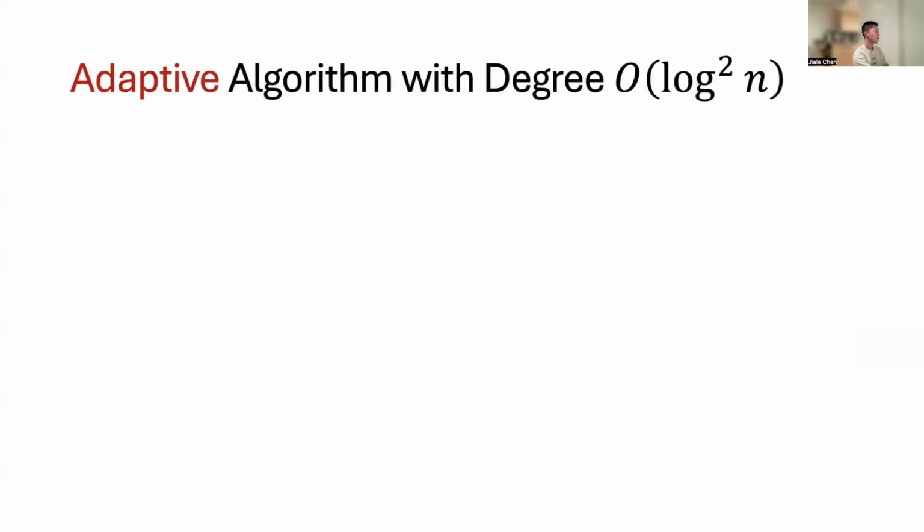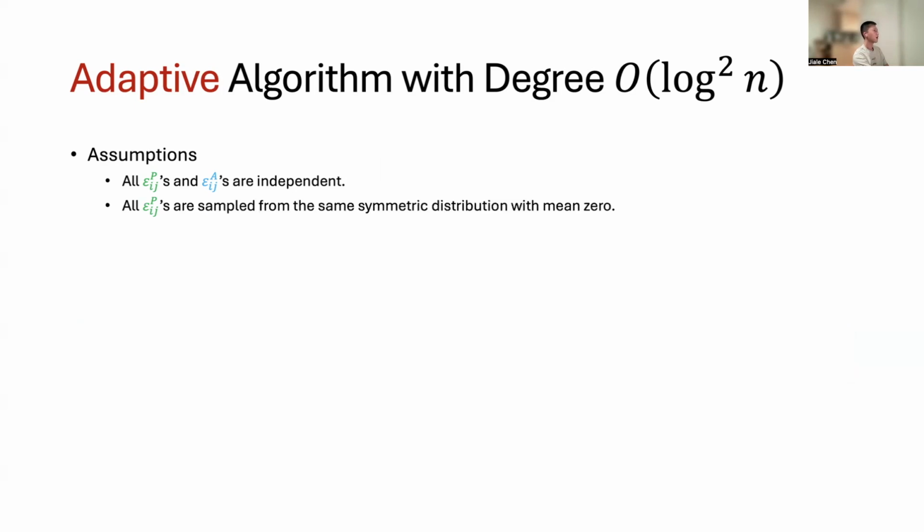Now, the first result of our work is an adaptive algorithm with degree log n squared. Here are some assumptions we make in our model. First of all, those subjective interests are independent. Also, the subjective interests of the positions are sampled from the same symmetric distribution with mean 0. Similarly, we have the same assumption for the subjective interests of the applicants.